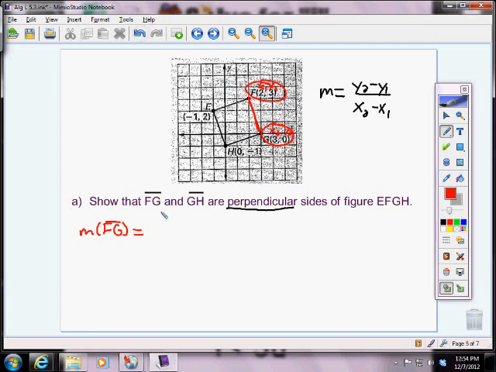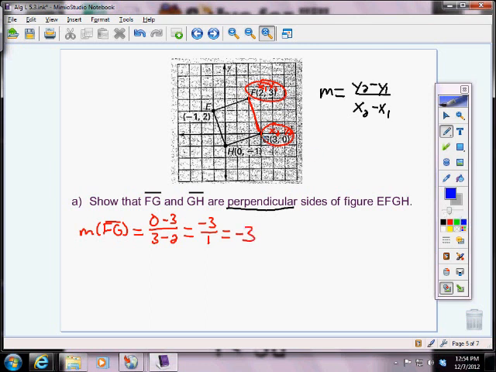Okay, sorry, that's a little hard to see. But our y2 here I said was 0, minus our y1, which is 3, over x2, which is 3, minus our x1, which is 2. 0 minus 3 is a negative 3. 3 minus 2 is 1. So the slope of FG ends up being negative 3.